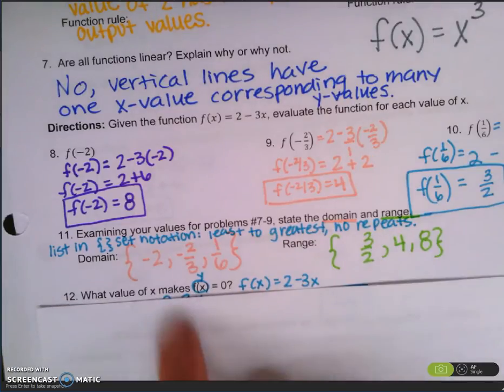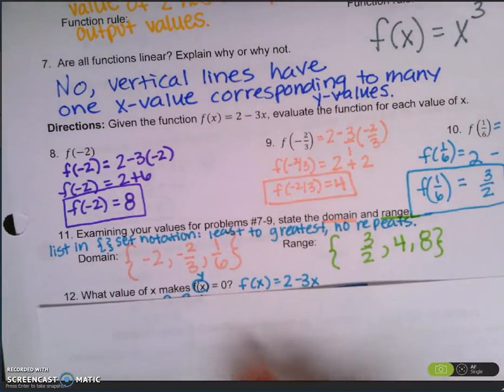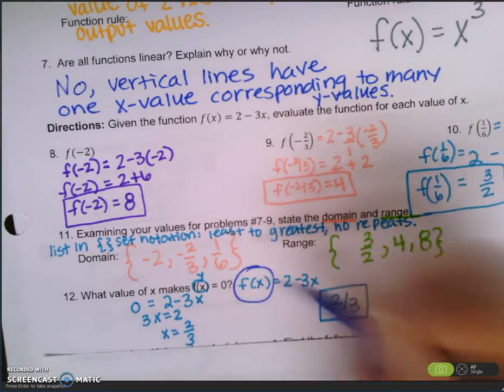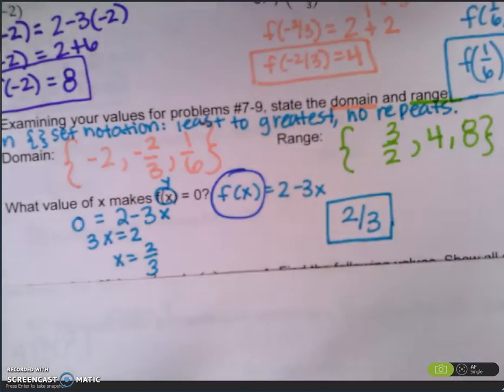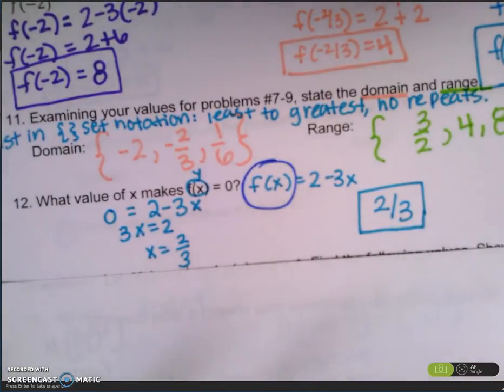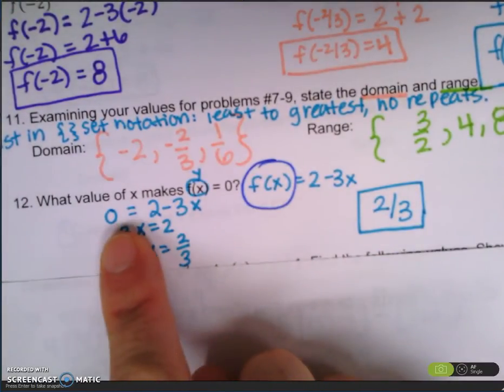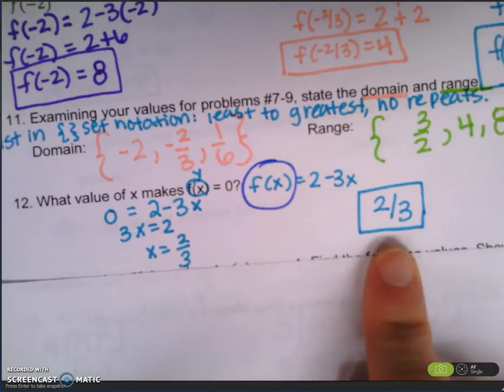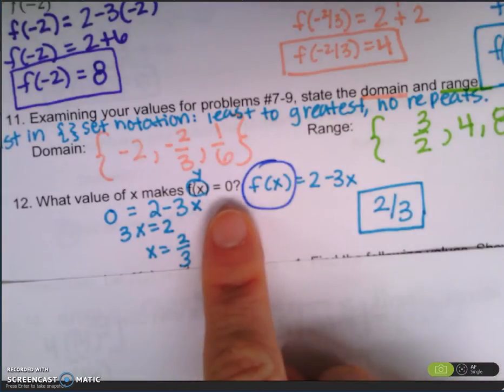And what value of x makes f of x equal to 0? Well, if I'm talking about f of x equaling 0, that's the value f of x. That means y. Remember, f of x is a synonym for y. So let's find when y, or f of x, is 0. When I solve for f of x to be 0, I get x to be 2/3. So 2/3 is our value of x that makes the function equal to 0.